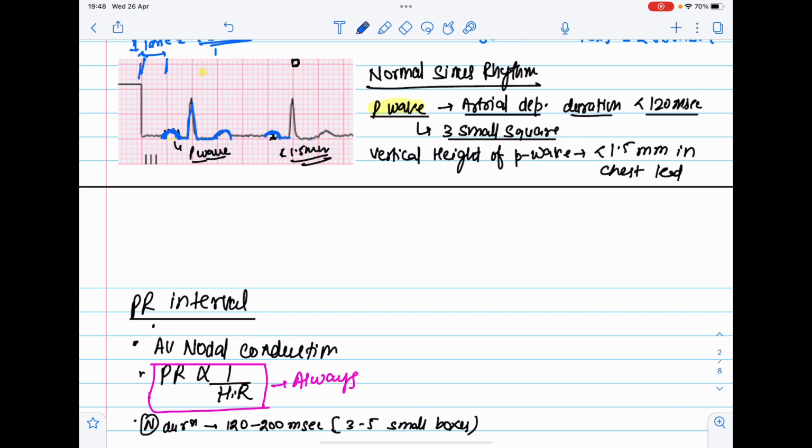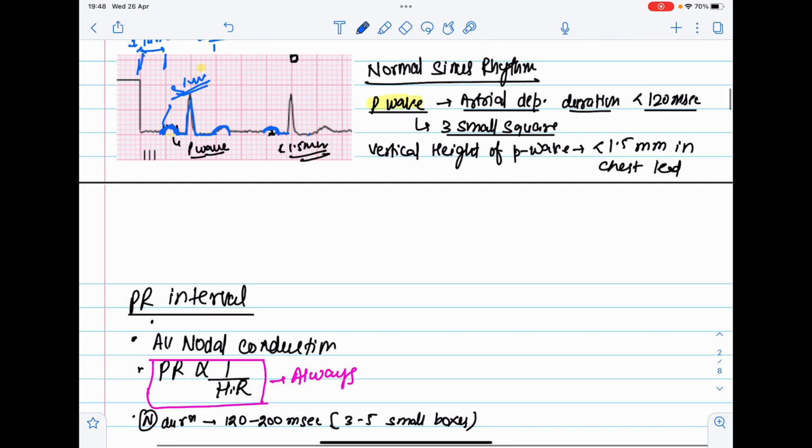So if P wave is present, it means that it is sinus. I told you this rhythm is sinus. Okay. In this P wave, what I told you P wave is representing? P wave is representing atrial depolarization.